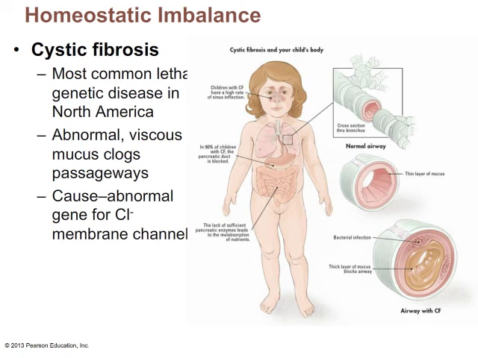Our next disorder is cystic fibrosis. Cystic fibrosis is the most common lethal genetic disease in the United States, and it's caused by an abnormal protein in cells that causes an overproduction and excretion of chloride ions. This results in the accumulation of very thick, sticky mucus within the respiratory tract, which can clog the alveoli, leading to secondary infection, as well as leading to dyspnea or labored breathing.